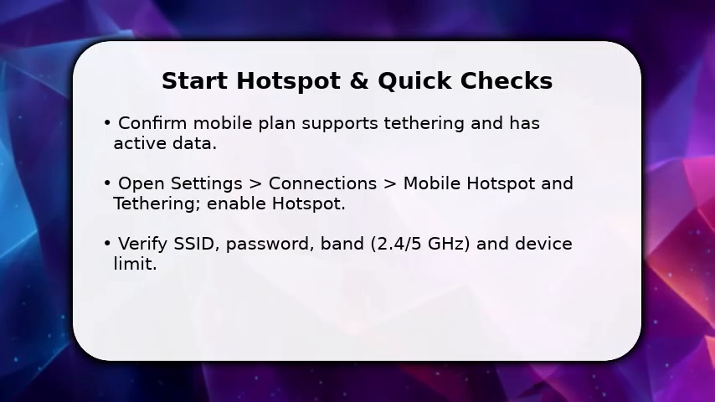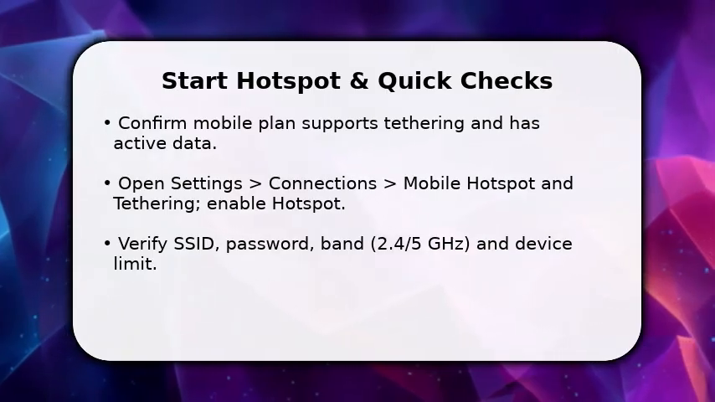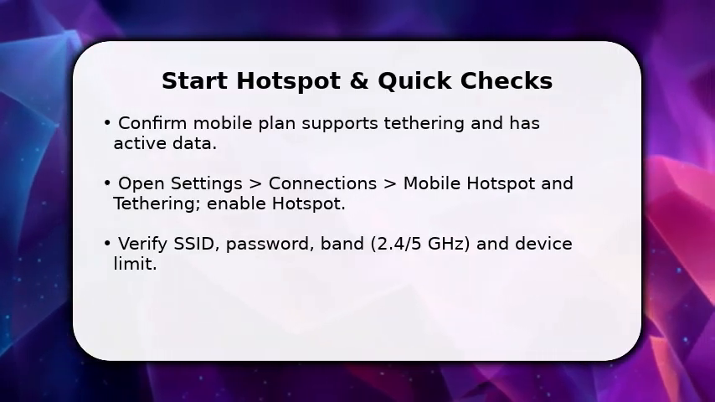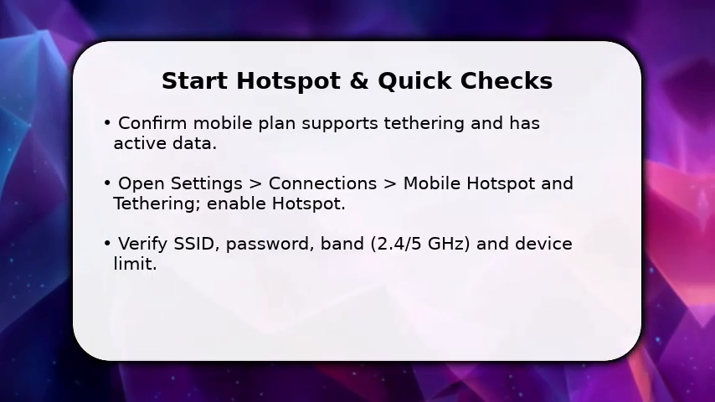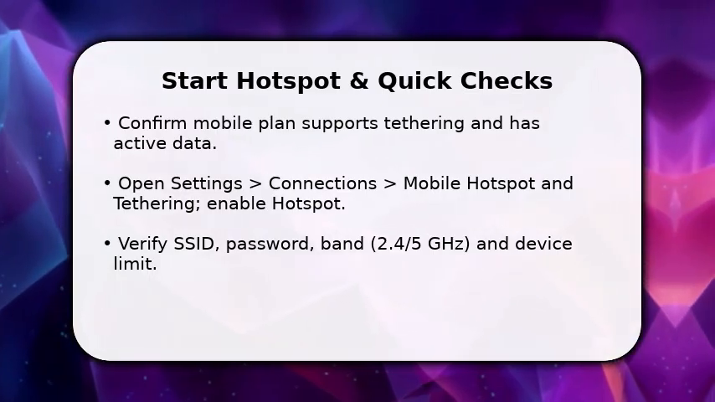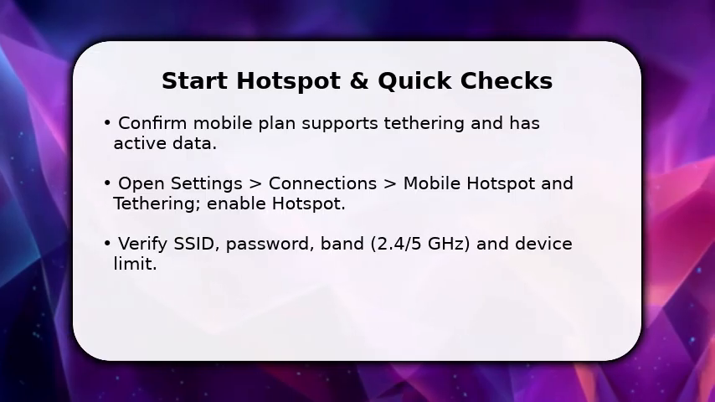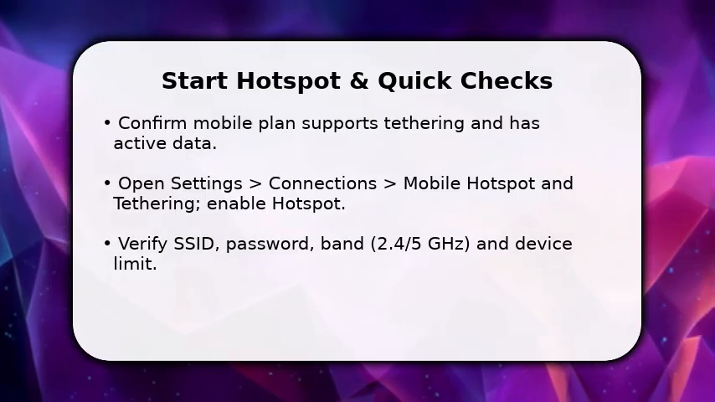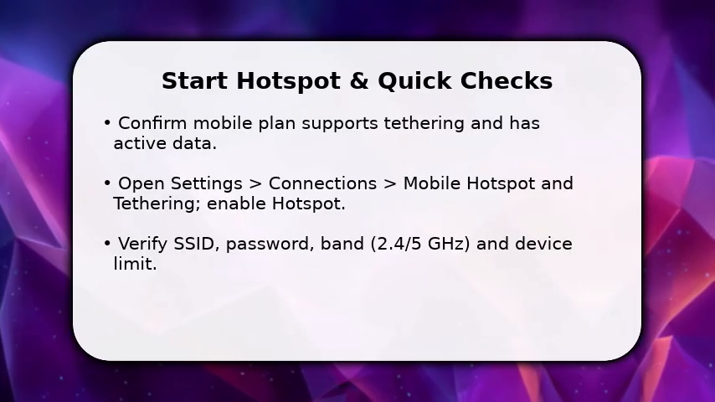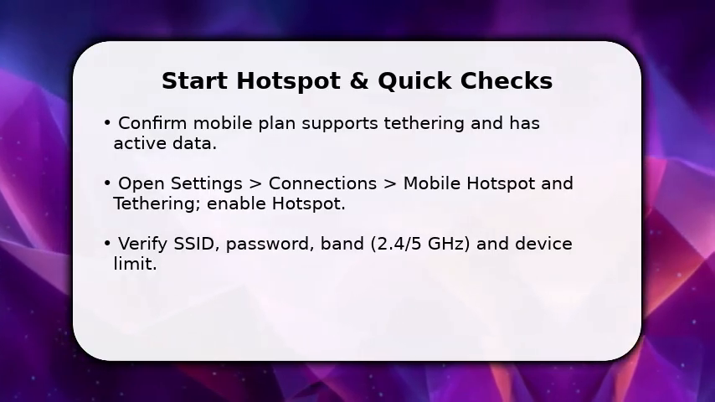You start by confirming your mobile plan allows tethering and that you have cellular data. Once done, go to Settings, Connections, Mobile Hotspot and Tethering and toggle the hotspot on. Make sure the SSID and password are readable and check the band and device limit so clients can connect.